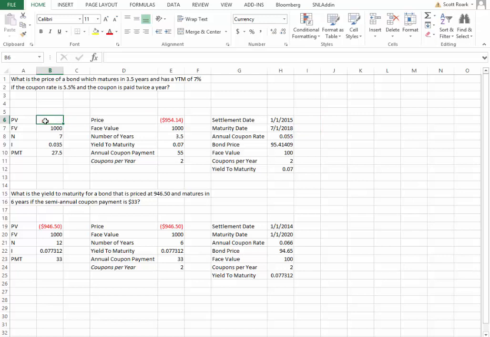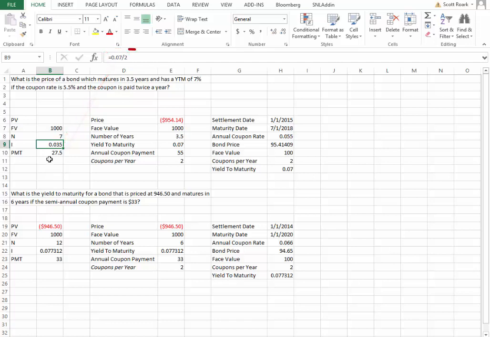Let me go ahead and get rid of the solution and just show you that we have all the inputs. The FV is the face value of the bond, the future value of the bond, so that's going to be the par value, $1,000 for the typical bond. The number of periods, that's what the N is. Because the bond is maturing in 3.5 years and the coupon is paid twice per year, we have 3.5 years times 2 periods per year, so 7 periods. The I is for the yield to maturity. And so again, that's going to be a semi-annual, periodic rate. Because our periods are half years, we're going to have 7% divided by 2, so 3.5% per period.